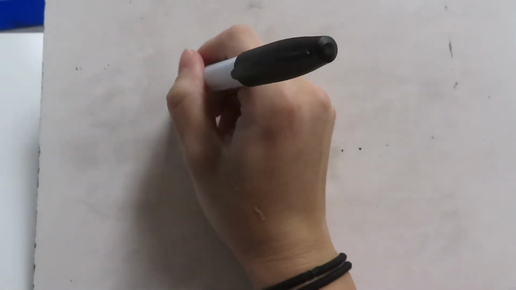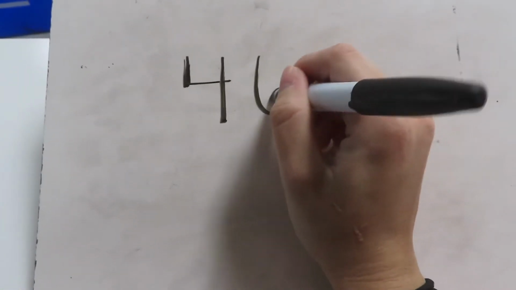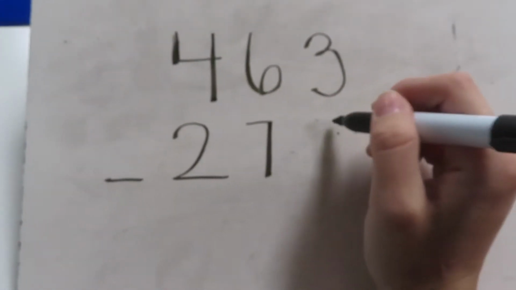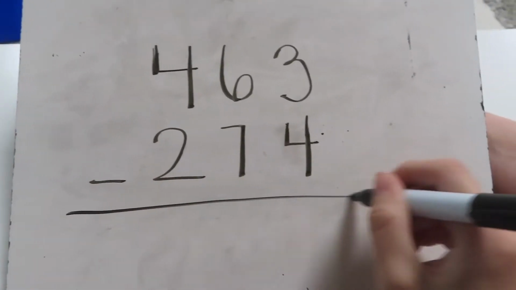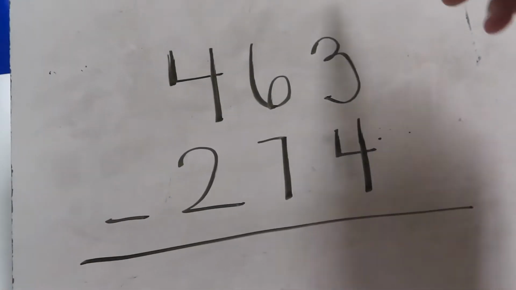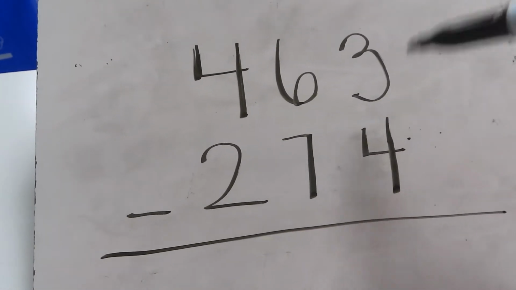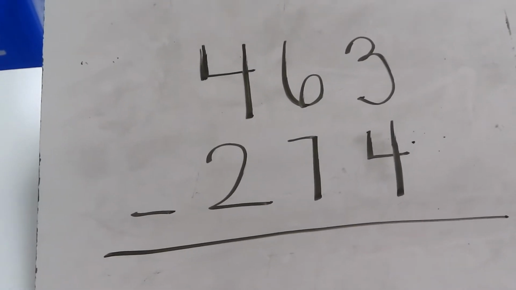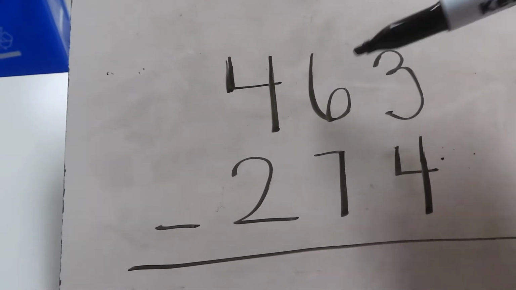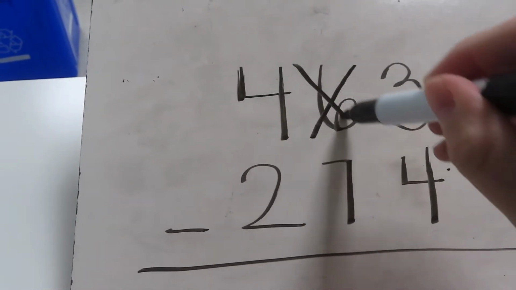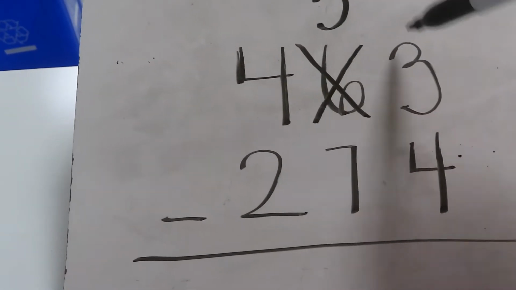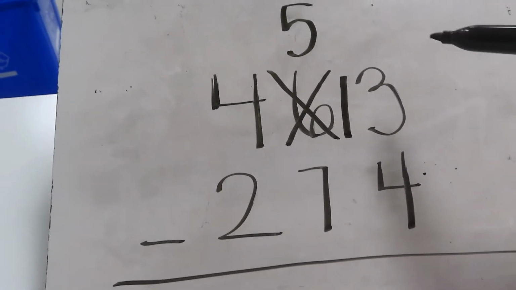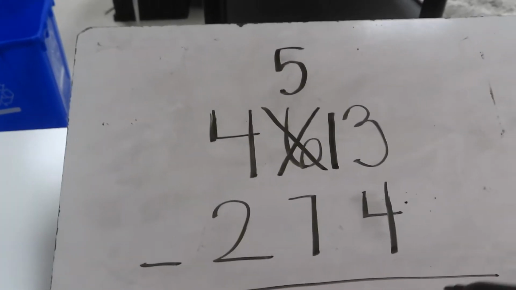First problem we're going to do is 463 minus 274. The first thing you want to remember is you're always going to start with the ones. So 3 minus 4. Think to yourself, can I do 3 minus 4? If I hold up 3 fingers, can I take away 4? Obviously your answer is no, so we have to borrow from the 10. I'm going to cross out my 6, make it a 5, and then carry the 10 over, so this becomes a 13. Now I can do 13 minus 4. So 13 minus 4 is 9.